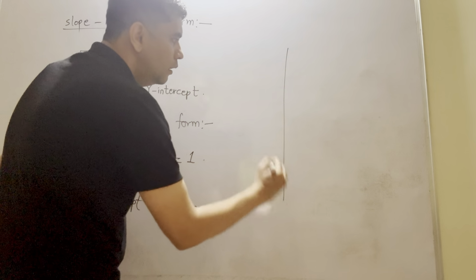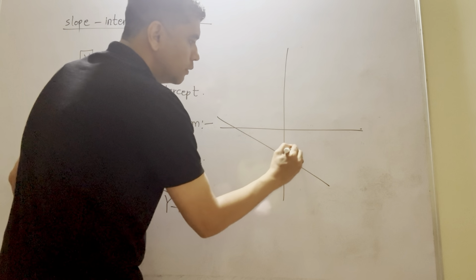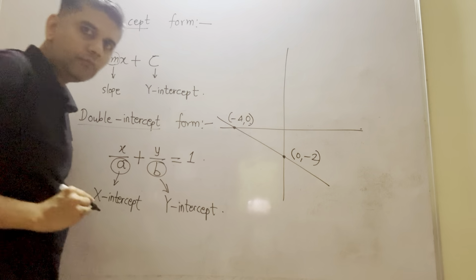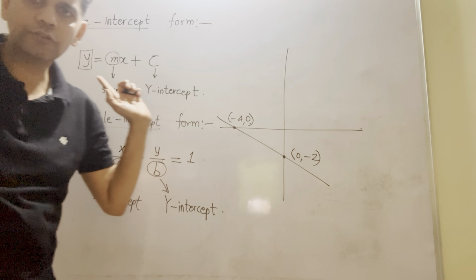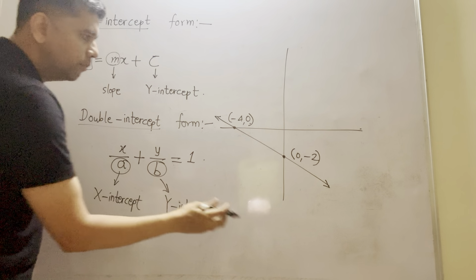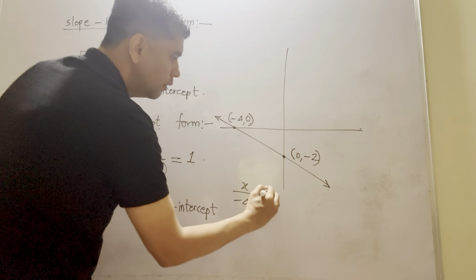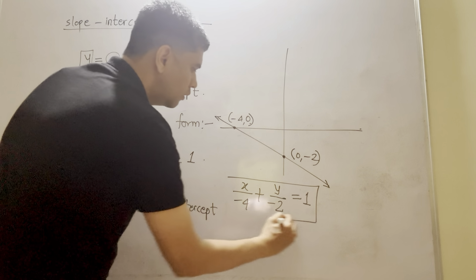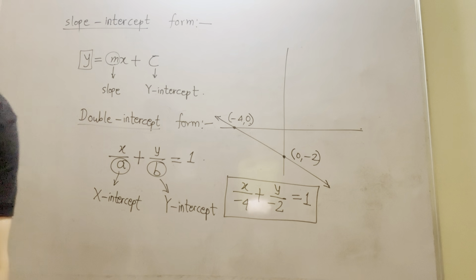So for example, if you go back to one of the lines we discussed, or take a different line, suppose this line, suppose this is 0 comma -2 and this is -4 comma 0, then the x-intercept is -4, y-intercept is -2. So if you want me to write the equation of this line in the double intercept form, it will look like x upon -4 plus y upon -2 is equal to 1. Okay, I believe all of you understood this double intercept form.